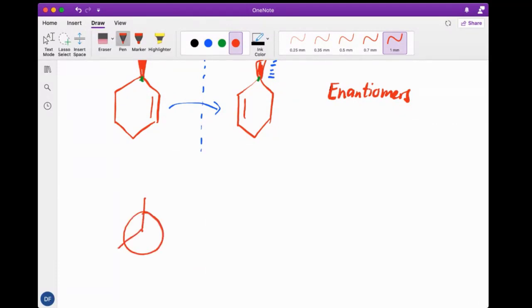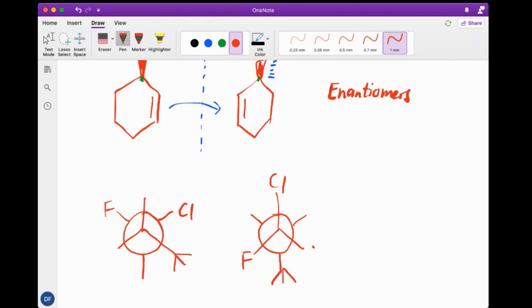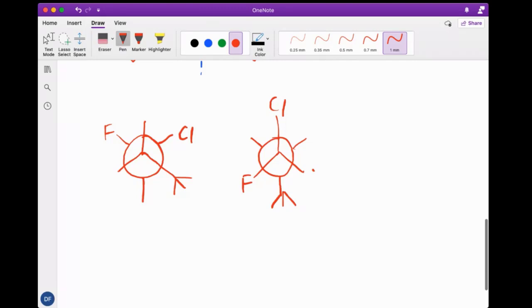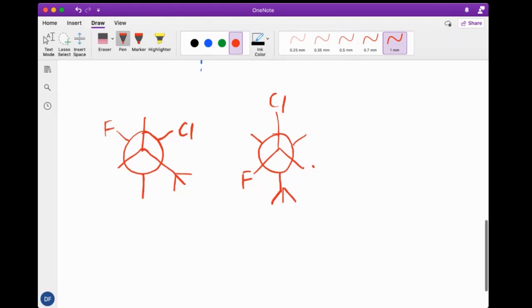Next one. So with this, there's two ways of doing this problem. One is actually drawing out the bond angle representation of this, and the other one is visually flipping this molecule around. So here, the back carbon has a fluorine and a chlorine, whereas the front carbon has a chlorine and a fluorine as well. And basically, these two molecules are viewed from the opposite direction.